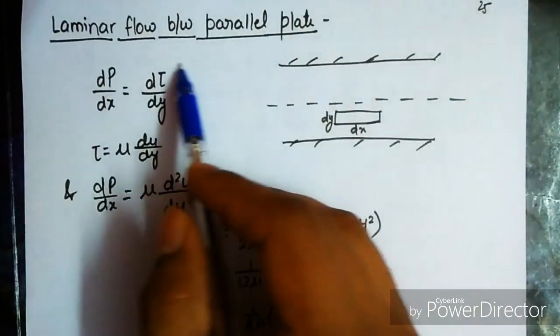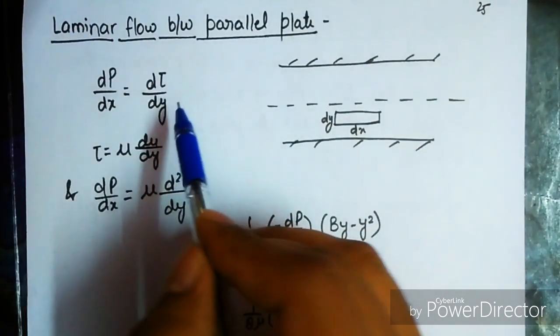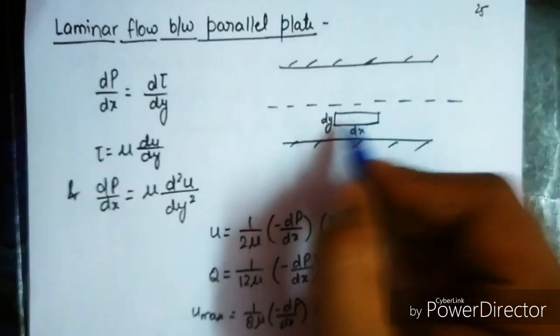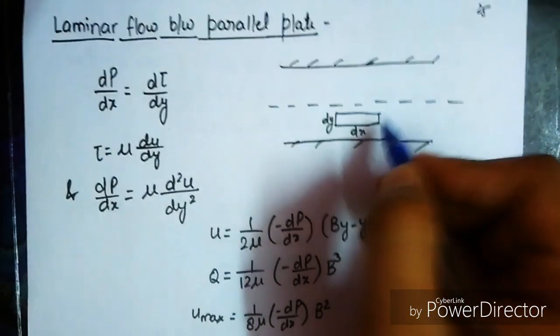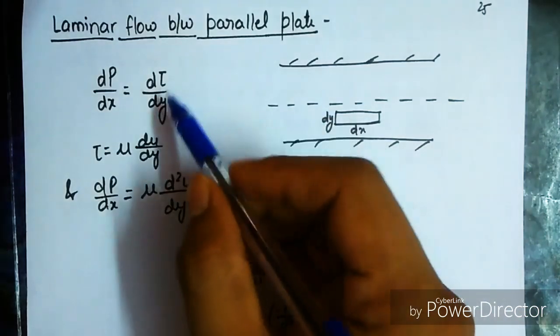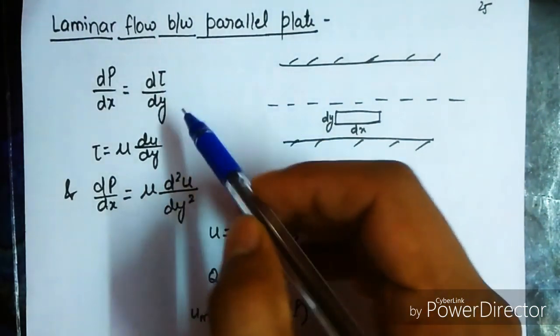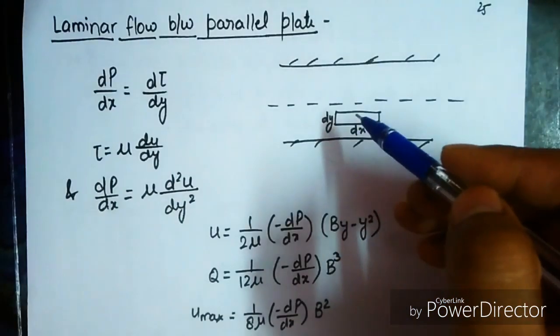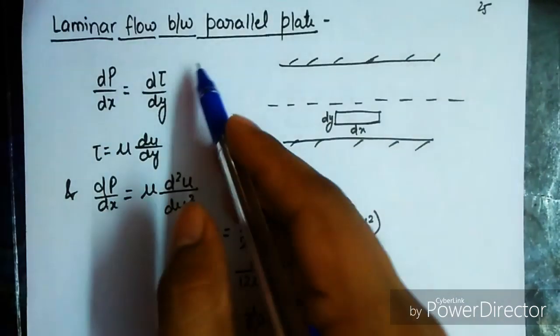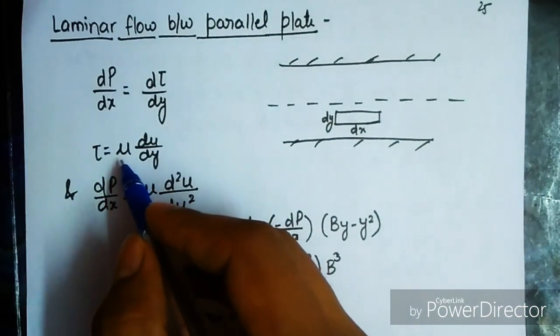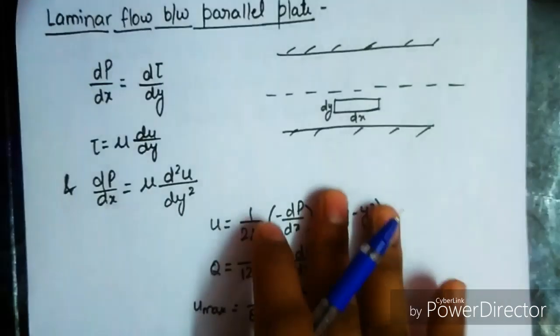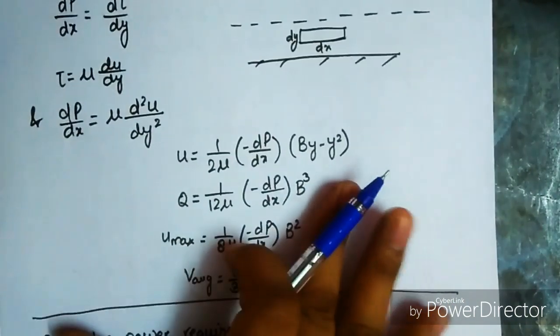Now laminar flow between parallel plates: dp by dx equals d tau by dy. This formula is used in laminar flow between parallel plates. The difference in pressure between 2 points in the direction of x equals the variation of shear stress in the y direction. Now we can put tau as mu du by dy, and dp by dx will become mu d square u upon dy square.